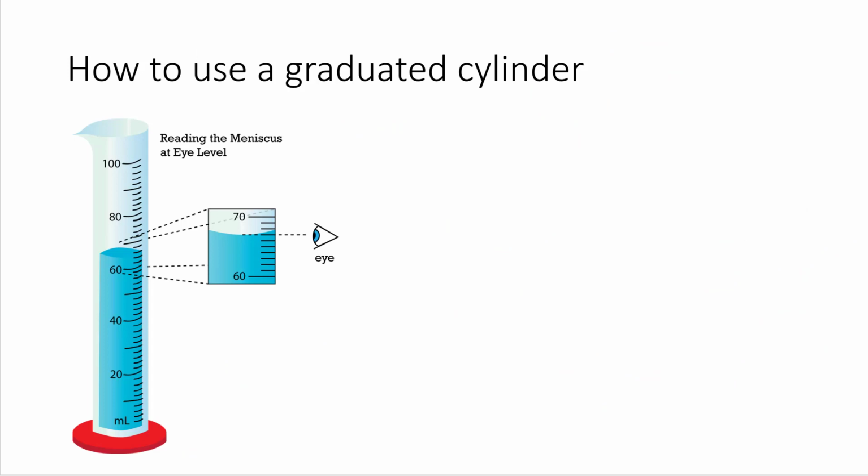So in this lab, one of the primary purposes was to have you learn how to use a graduated cylinder. So first, you have to put your eyeball at the level of the liquid, and you're looking for this curve, right? This curve is called the meniscus, and you see it's right there, right where it curves down.